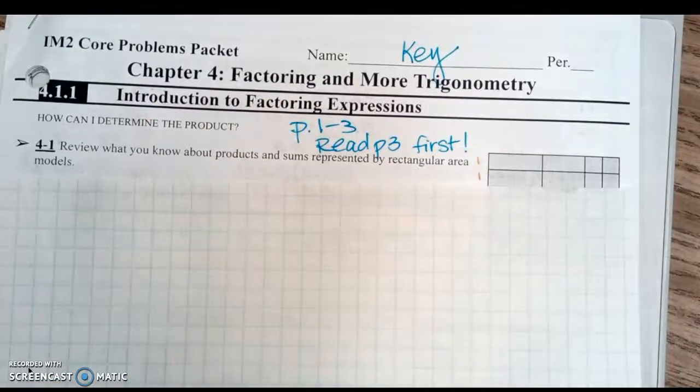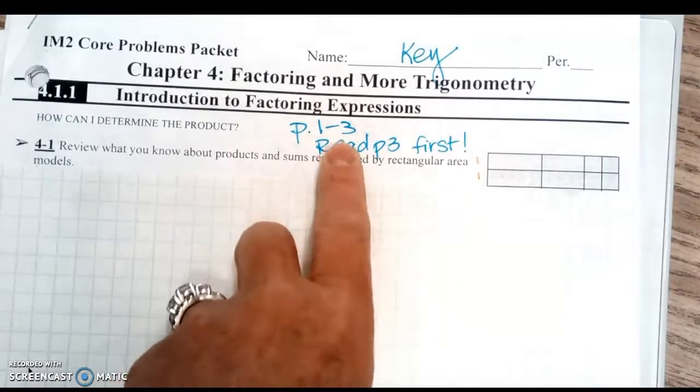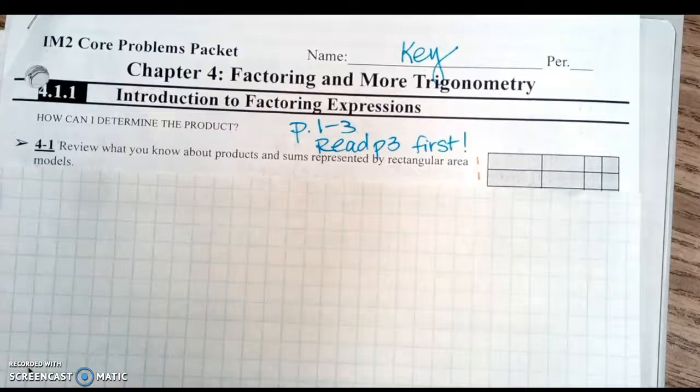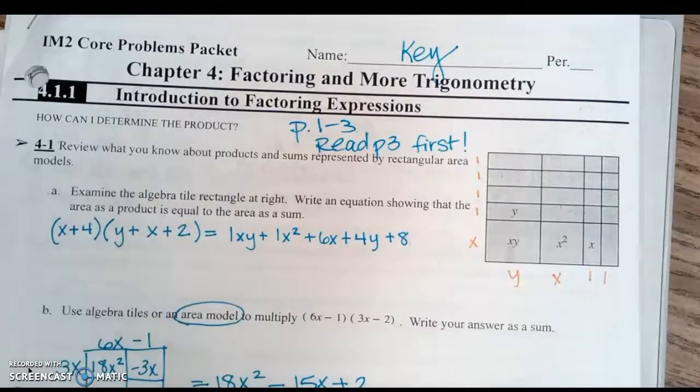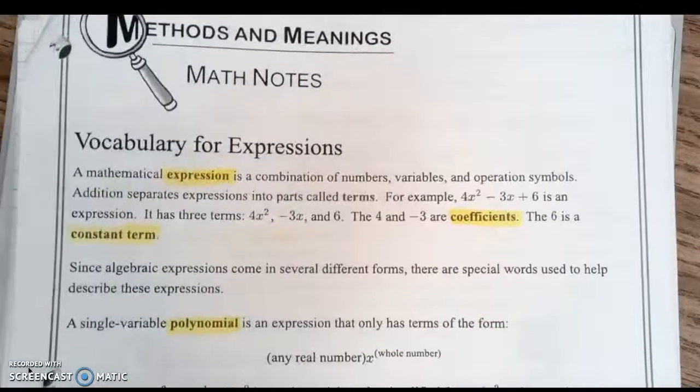Factoring and More Trigonometry. And then section 4.1.1 is titled Introduction to Factoring Expressions. And we're going to be answering the question, how can I determine the product? So we're going to be doing pages 1 to 3 today, but we're going to read page 3 first. If you have a highlighter, go ahead and pull out your highlighter because there's a lot of vocab on page 3. If you don't have a highlighter, you can just circle the important words here.